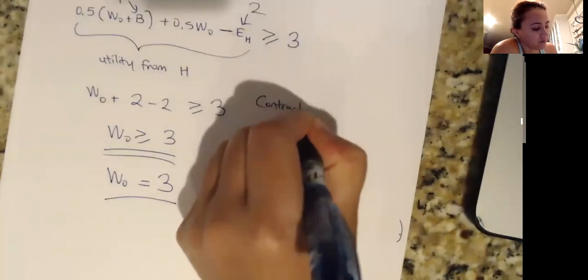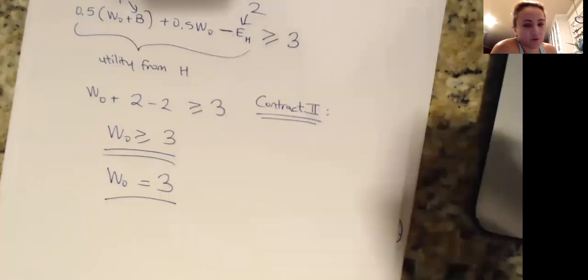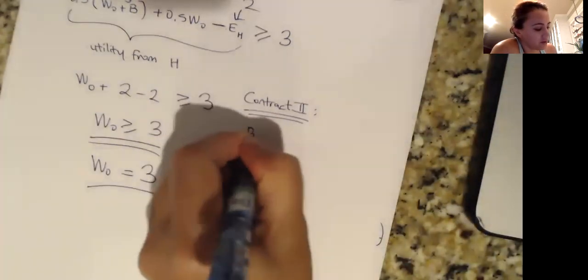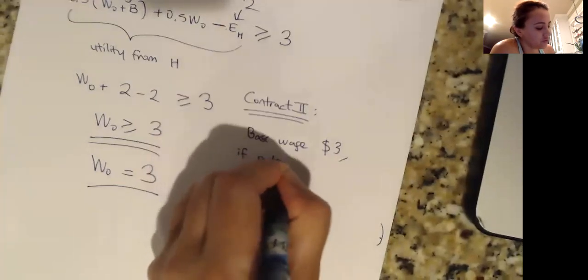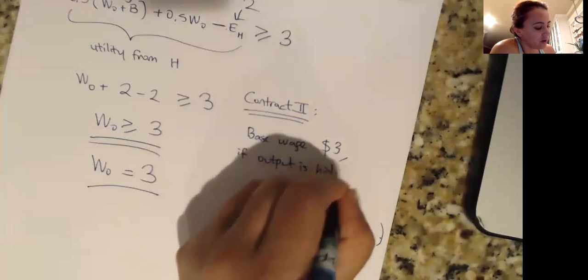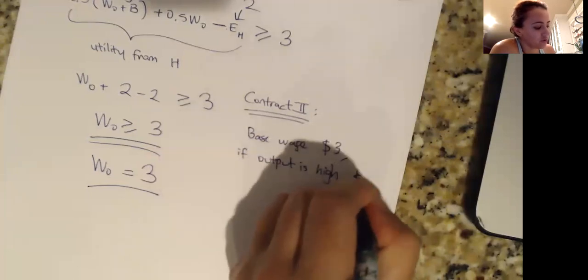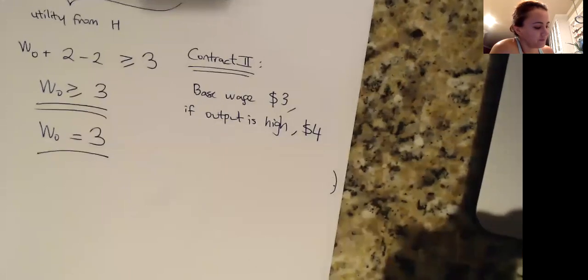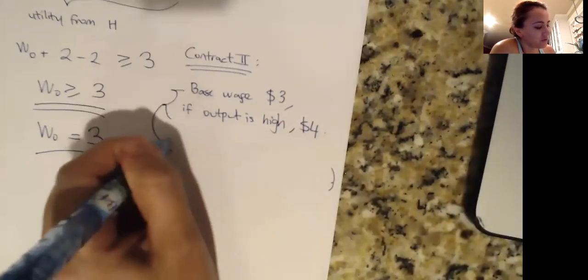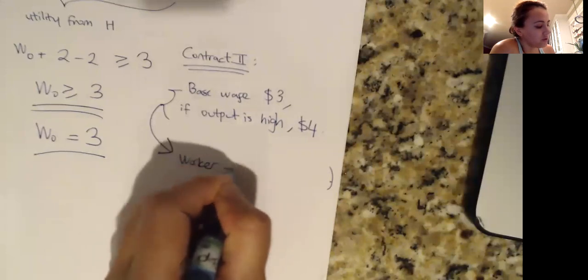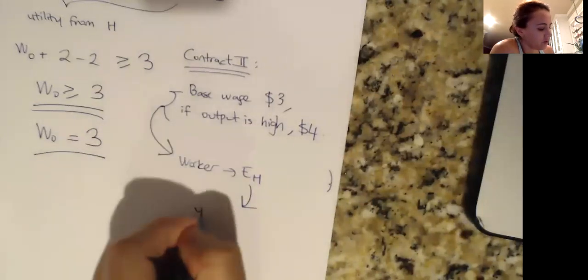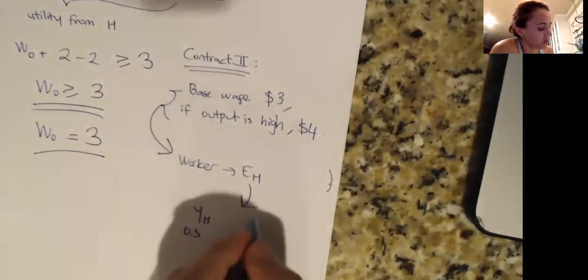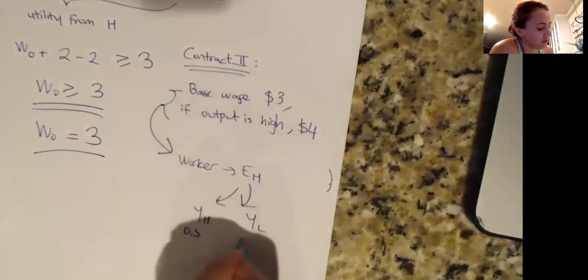Now, what is contract 2? Contract 2 is the following. I'm offering you a base wage of $3. If output turns out to be high, you will get a bonus of $4. As a result of this contract, the worker is going to show high effort, and your output is going to be high with 50% probability and low with 50% probability.